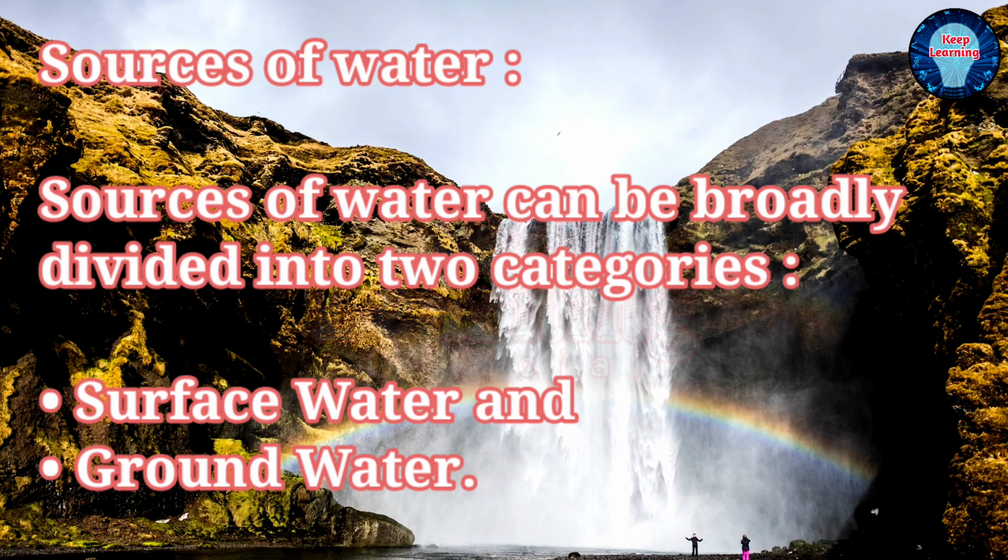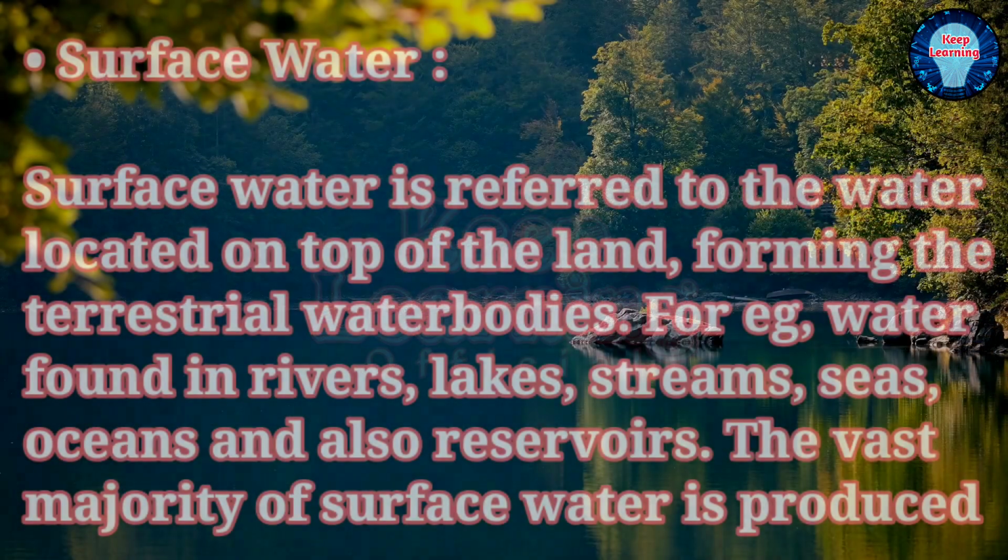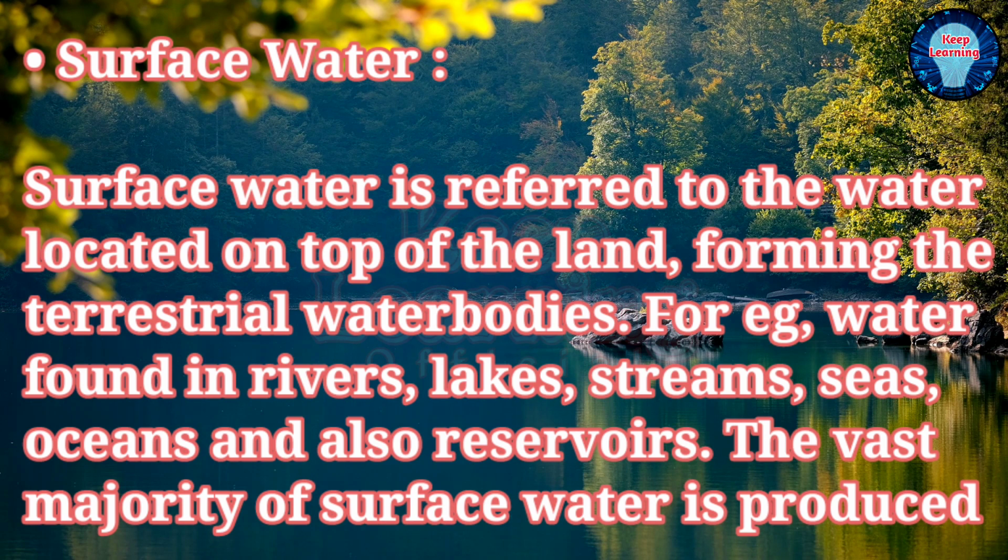Sources of water. Sources of water can be broadly divided into two categories: surface water and groundwater. Surface water. Surface water is referred to the water located on top of the land, forming the terrestrial water bodies. For example, water found in rivers, lakes, streams, seas, oceans, and also reservoirs.